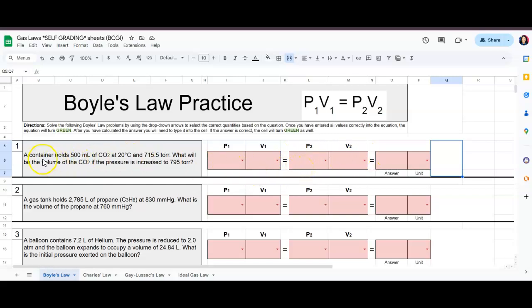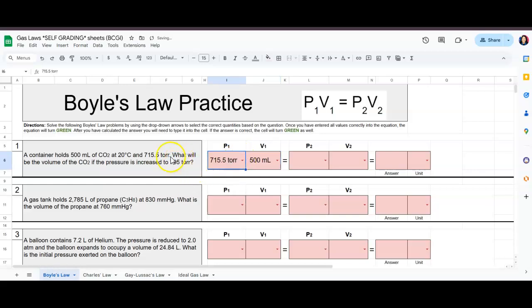Here we see that we have a container that holds 500 milliliters. Well, we know milliliters is volume, so automatically, since it's the first one listed, we're going to go to 500 milliliters. Then it says at 200 degrees Celsius. Okay, well, temperature is given, so we can identify that. And then it says at 715.5 torr. So we know torr is pressure, so therefore, since it's the first one listed, that's going to go there.